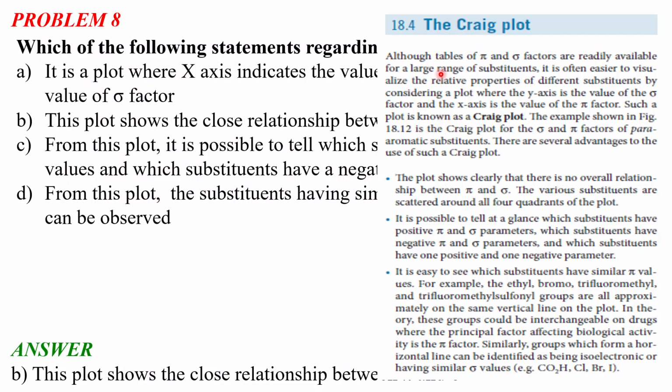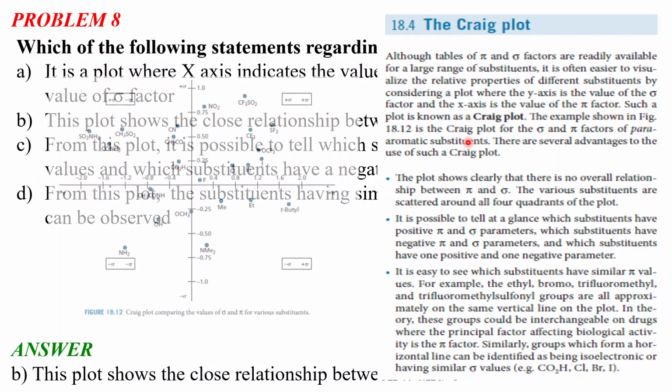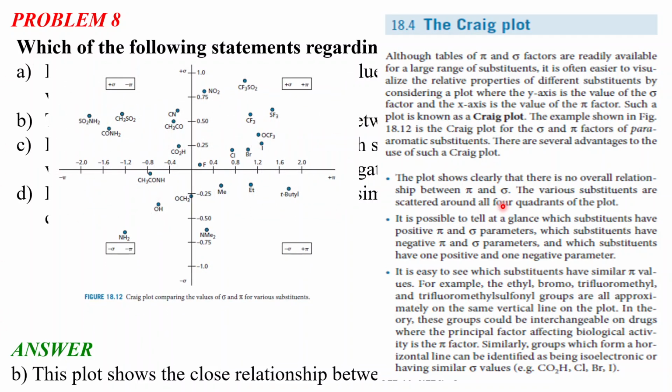So the Craig plot: although the tables of pi and sigma factors are readily available for a large range of substituents, it is often easier to visualize the relative properties of the different substituents by considering a plot where the y-axis is the value of sigma and the x-axis is the value of pi. Such a plot is known as the Craig's plot. This is how the Craig's plots look.